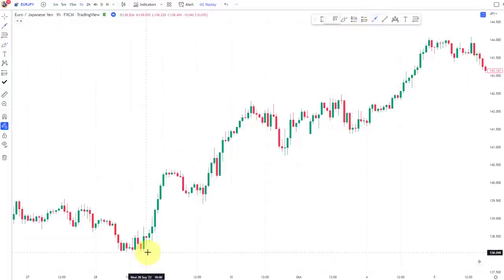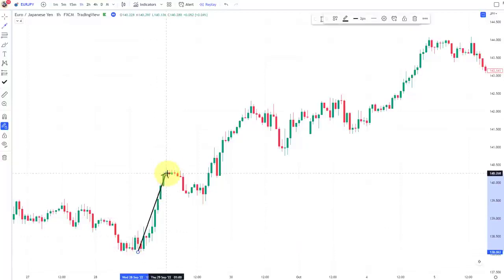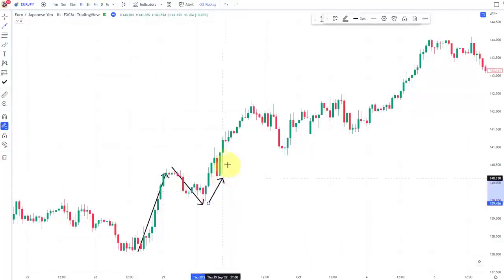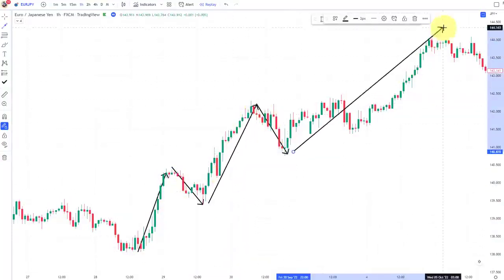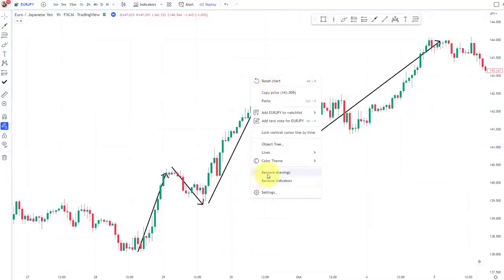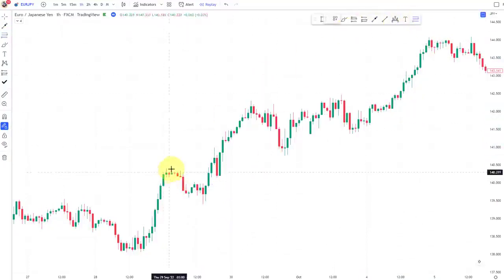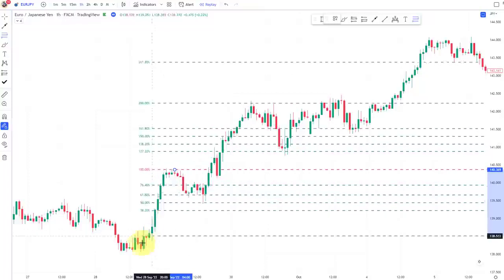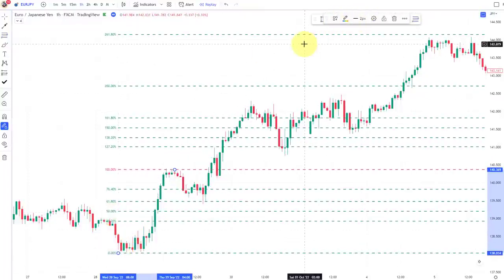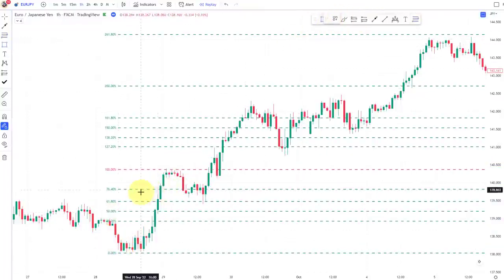So let's look at the market here. We can see we have a push and a counter push, push, counter push, push. So let's examine each of those waves. We take the Fibonacci tool, we drag it from here to here. What we can then see and what we're looking for are the retracements.